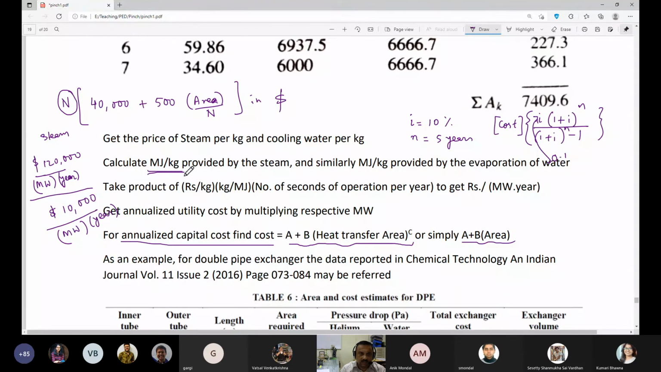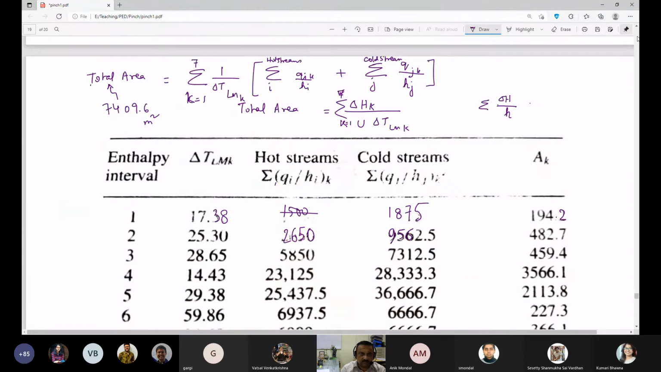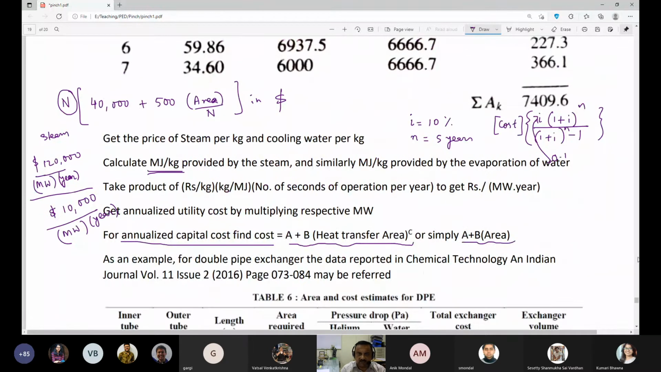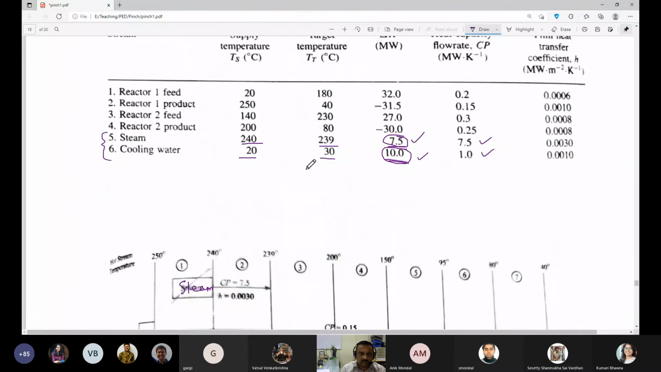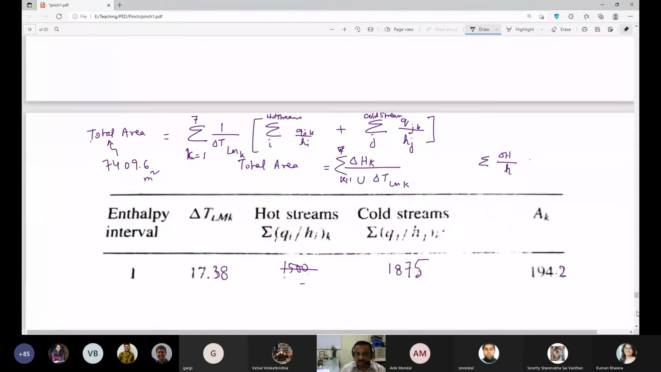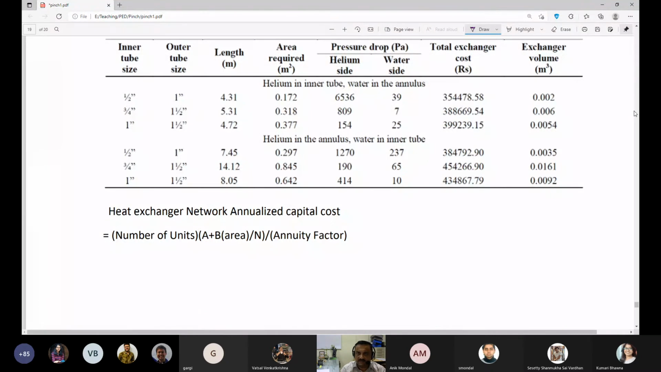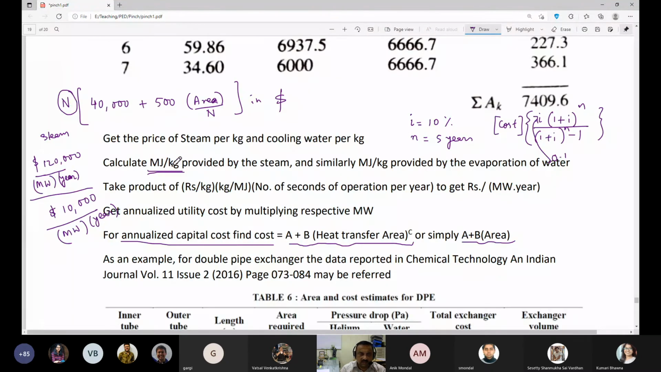That means MJ per kg of steam that you collect, where your temperature is given. The temperature was given as 240 degrees centigrade. So how much heat is provided by the steam? You get this value, so per kg, how much it provides.